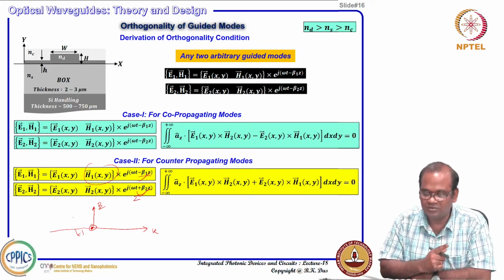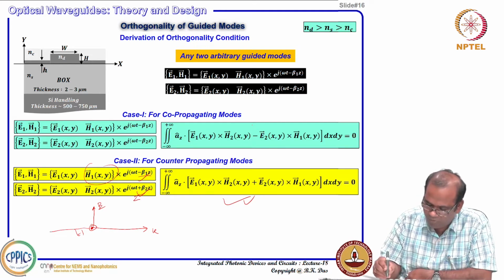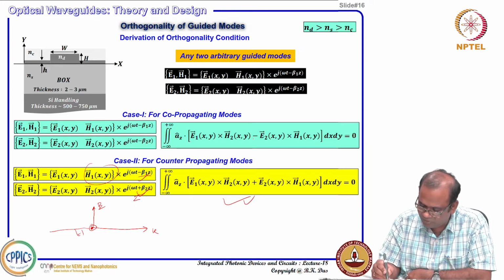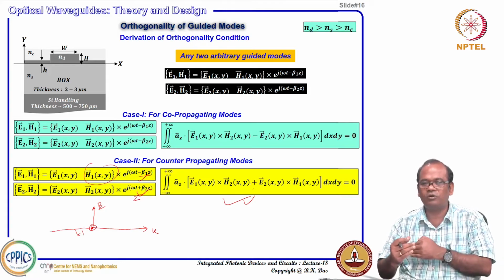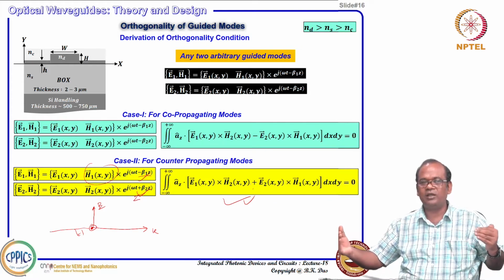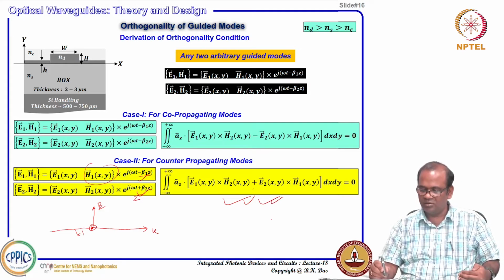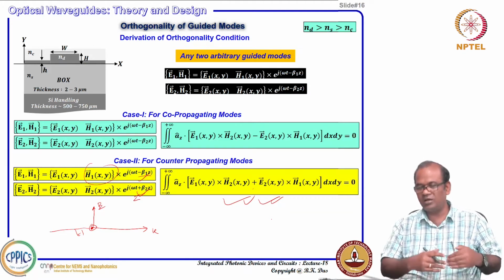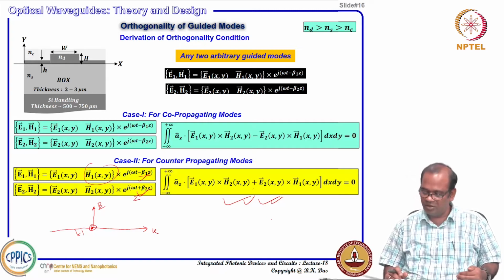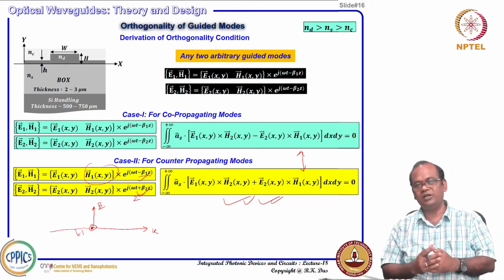If you do that, you get a similar equation, almost like the co-propagating mode, except that instead of a minus sign you get a plus here. That's the difference. So for two modes propagating in opposite directions, you can use the reciprocity theorem. You get the same Gauss divergence theorem, and then integrate over the entire cross section, and you get this. Now you compare these two. They are the same mode, just the direction is different.